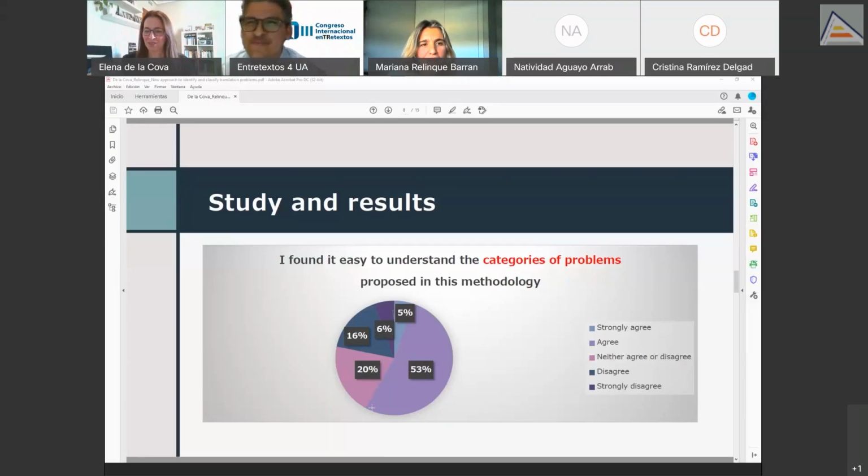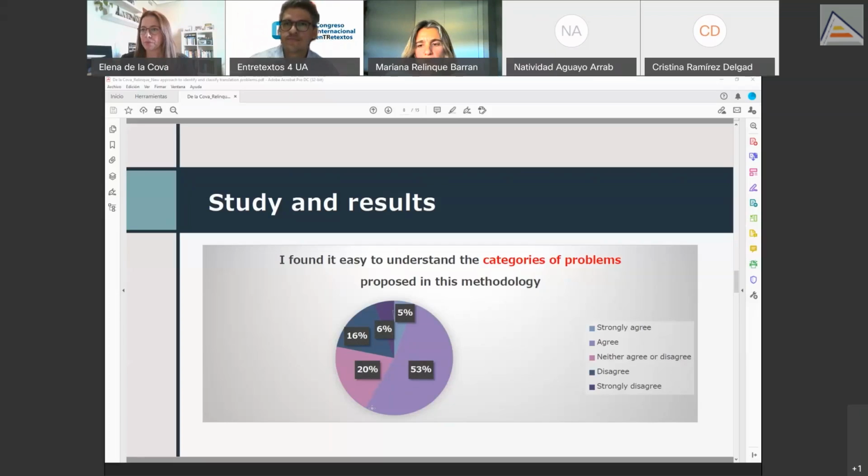We have 20% of students who neither agreed nor disagreed, and there were some who said that they strongly disagree with this affirmation. So it's obvious that they have more problems understanding the classification, the categories, than understanding the translation problem approach itself.